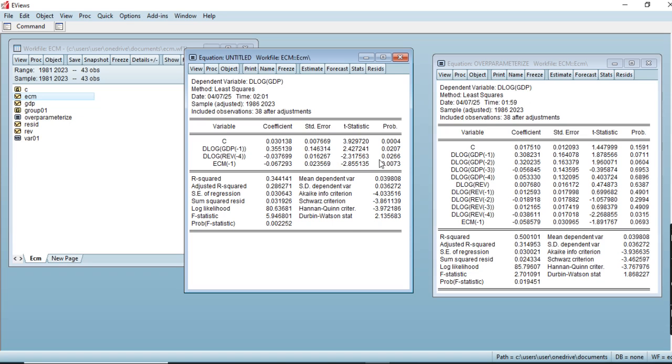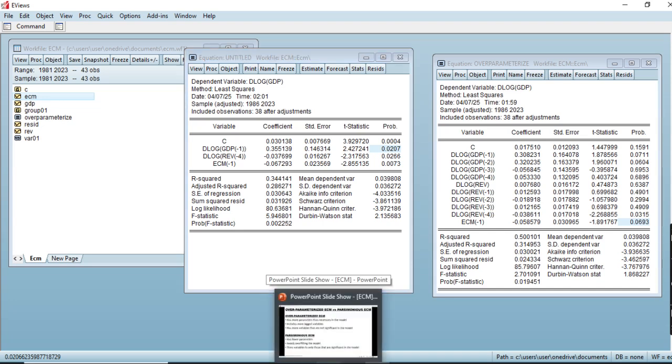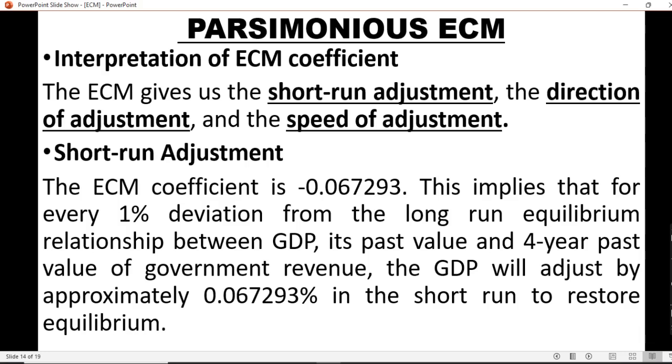But now the over-parameterized model's ECM is not significant at 5%. Okay, but this ECM is significant at 5%. Now this revenue, the 4-year lag of revenue, is significant, which is accepted, and the 1-year lag of GDP. Now, what is the possible interpretation of this? Now that we've gotten a model and an ECM, what is the possible interpretation?